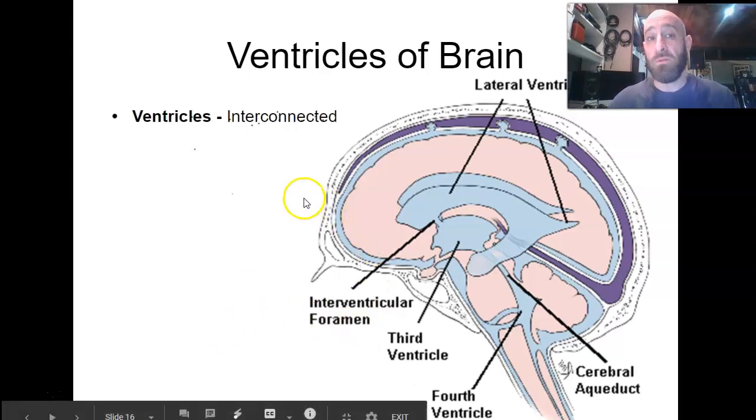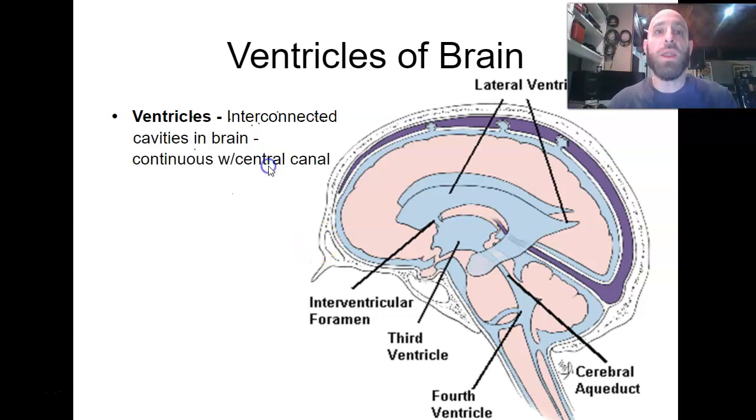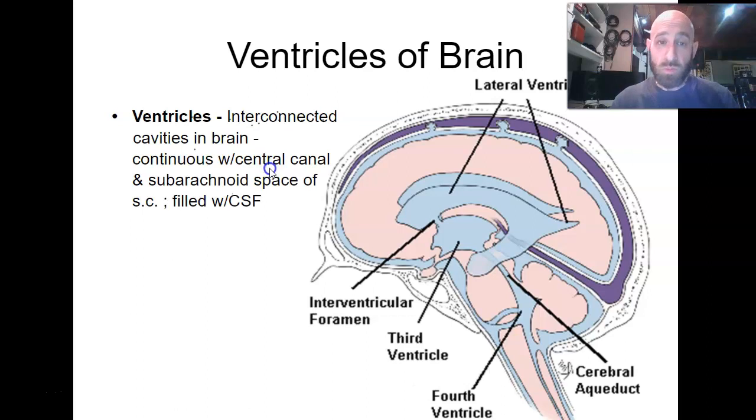And there's actually 4 ventricles. So I'm going to go through those now, and I'm going to talk a little bit about how the cerebral spinal fluid passes through this system that exists. So let's get rolling. So what is a ventricle? A ventricle is very simply these interconnected cavities that are in the brain.